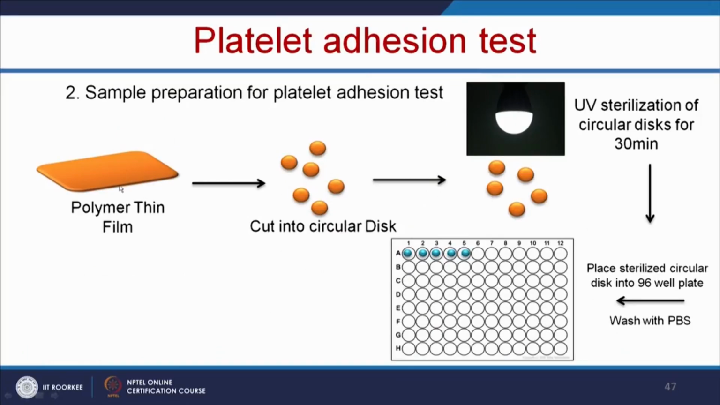And here this is your polymer film, and you want to understand whether this polymer film is hemocompatible or not. You can cut it into circular discs using a simple sterile punch machine. It can cut a uniform size, and this can be sterilized by keeping it under UV light for 30 minutes, and then transferred to a 96 well plate and washed with PBS.